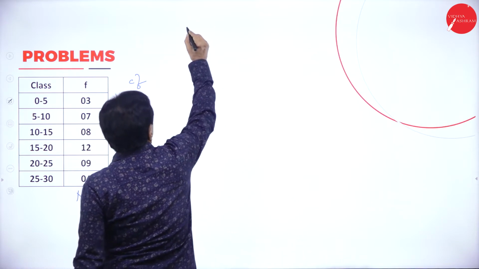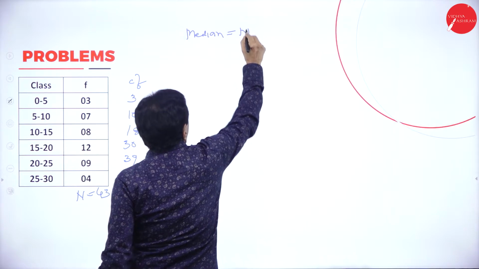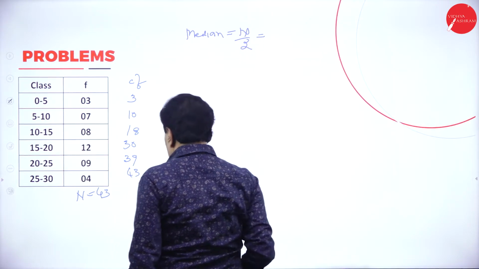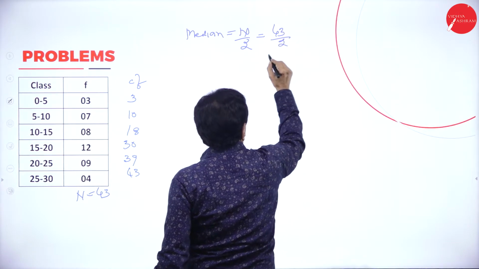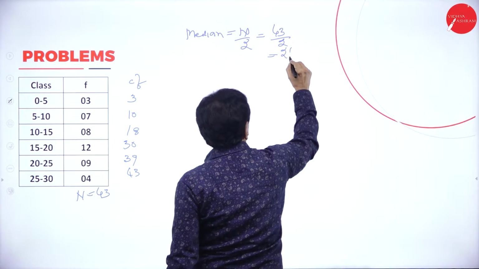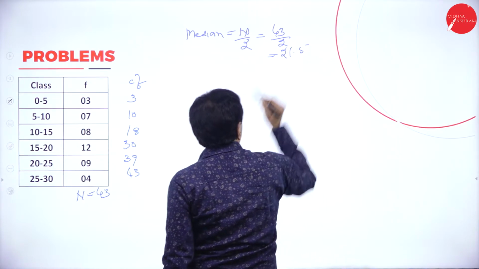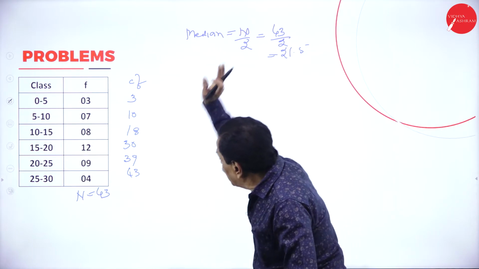Apply the formula. Median is equal to n by 2. What's your n? 43 divided by 2. So simplify this. 2 2s are 4, 2 1s are 2, 2 5s are 10. So it is 21.5. Find 21.5 in CF.